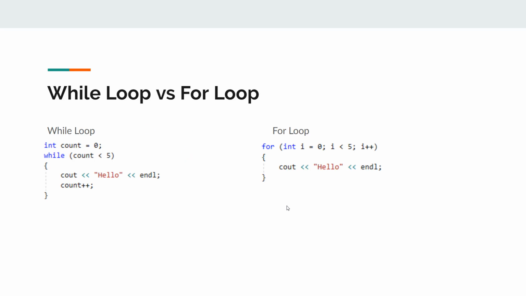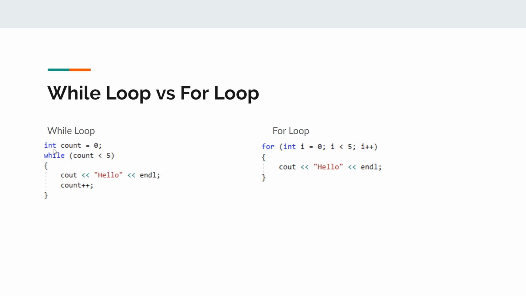So, looking at these two side by side now, we have the exact same set of code written with a while loop and with a for loop. And you can see that the for loop just takes a whole lot less typing. And that's one of the main reasons that it exists.